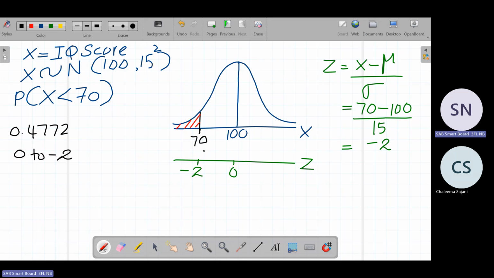Then we find that our Z value is 2. Then here they give the probability value. The table gives the probability 0.4772. It gives the probability between 0 and -2. Understood? Then it means which area? 0 to -2. This is it.